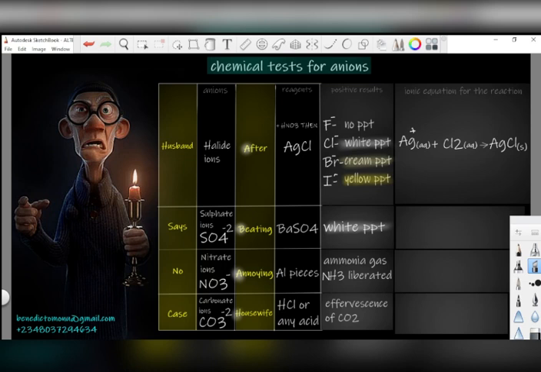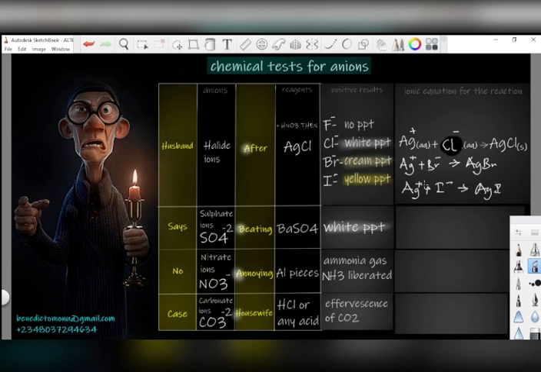Silver ion reacts with the chloride ion. Since it's an ionic equation, it reacts with the chloride ion, which is also aqueous, to form silver chloride as a solid. For the bromide ion, the equation for the reaction is silver ion reacts with the bromide ion to form silver bromide. For the iodide ion, silver ion reacts with the iodide ion to form silver iodide.